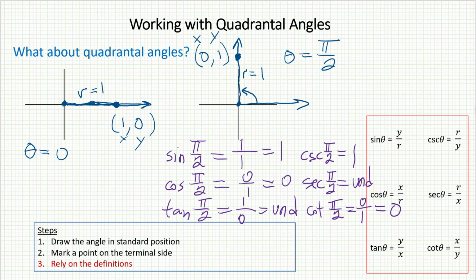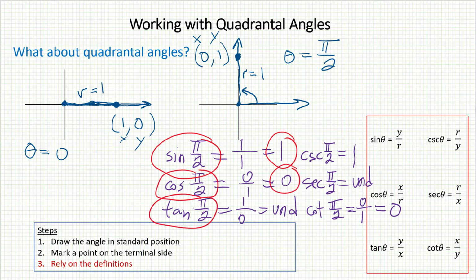I would say again, the big three values for pi over 2 are worth learning and memorizing. The fact that sine pi over 2 is 1, cosine pi over 2 is 0, and tangent pi over 2 is undefined. So learn those.